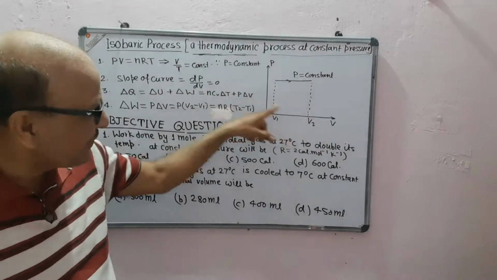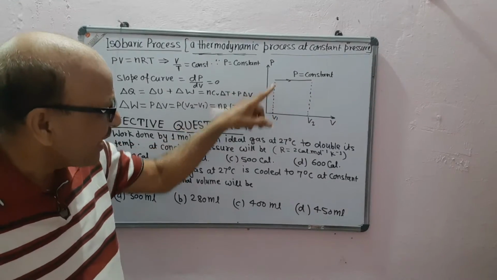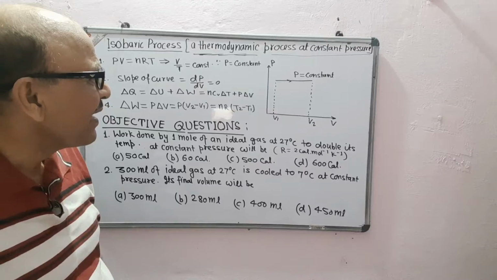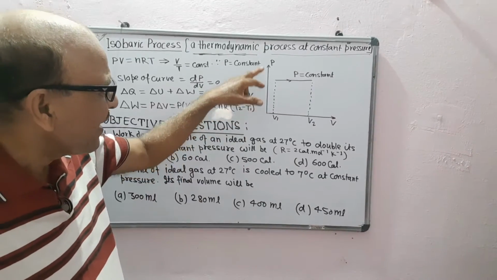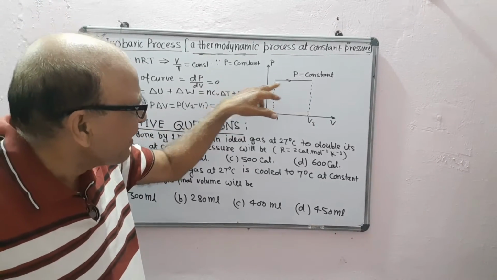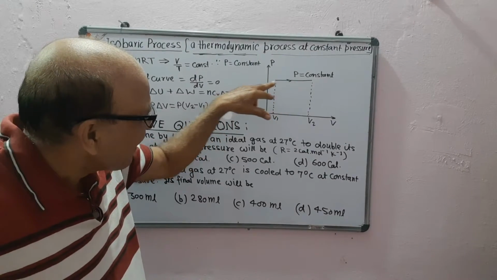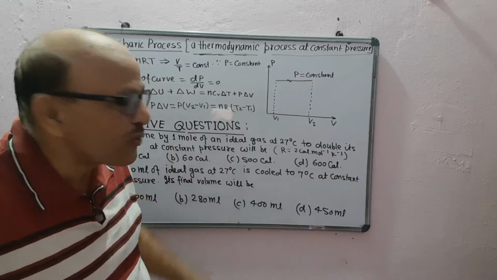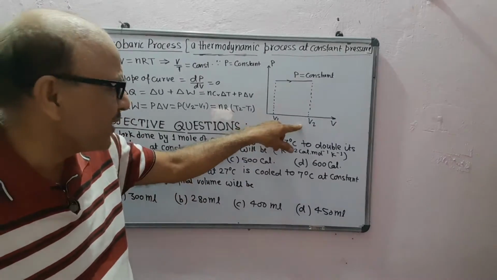This is the graph showing the PV diagram for an isobaric process. Here, this is the horizontal line where pressure P is constant throughout, from volume V1 to V2.